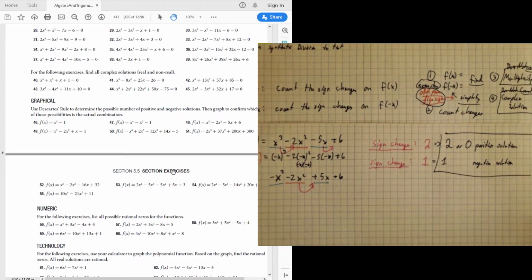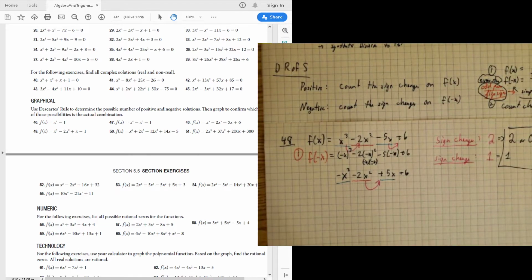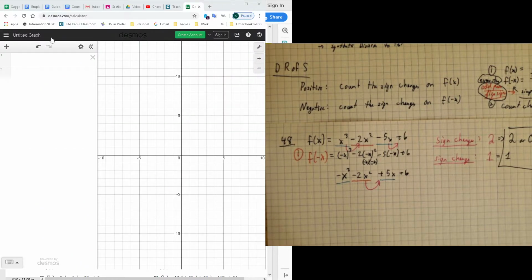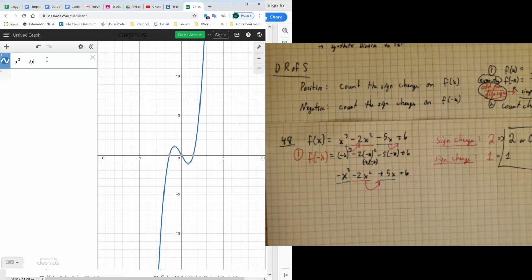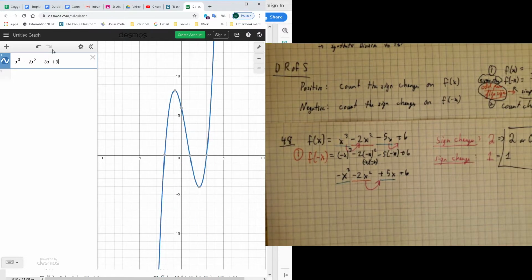Just like before, I am going to graph this function using Desmos and see what I get. So here's Desmos. I'm going to graph the function. The function is x to the third minus 2x to the second minus 5x plus 6. And look at that. It happened to be that this was the answer.